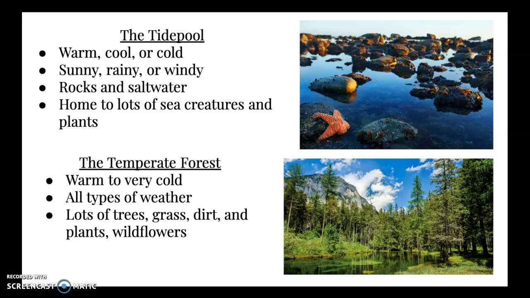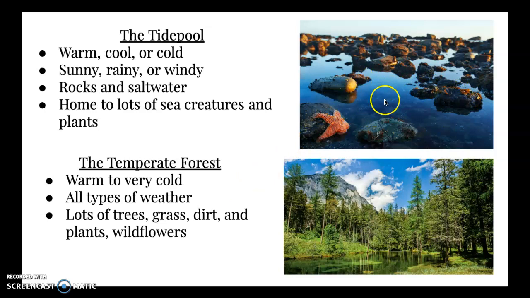So the tide pool has lots of rocks and salt water. It's rainy, sunny, or windy, whatever the kind of weather is. It's home to a lot of sea creatures and plants as well. As you can see, there's lots of barnacles on these rocks here. There's lots of starfish as well. In the water, it's just covered in these plants. It's covered in seaweed. And so a lot of life is able to grow here.